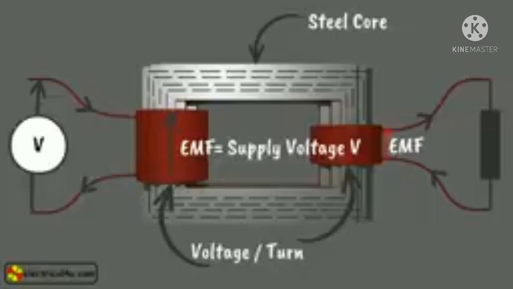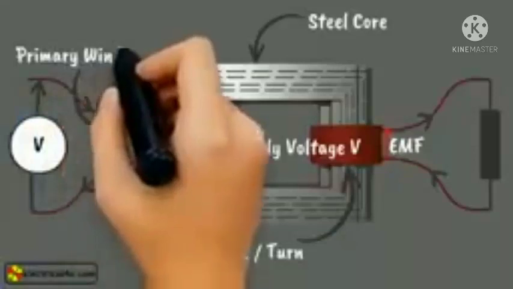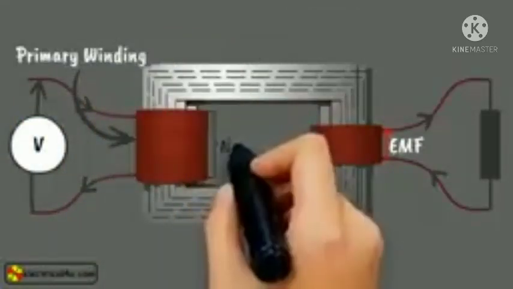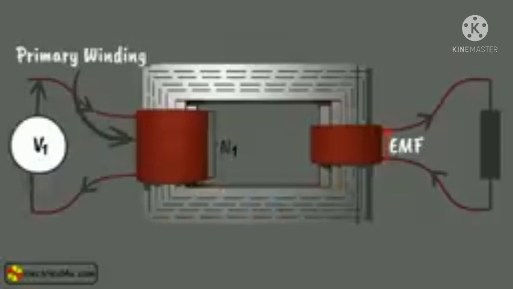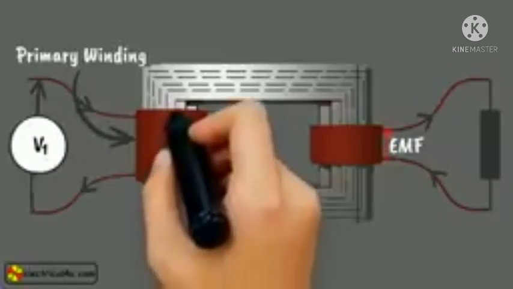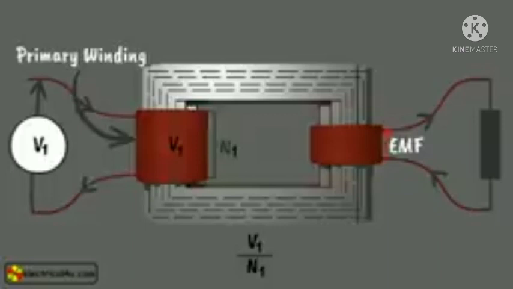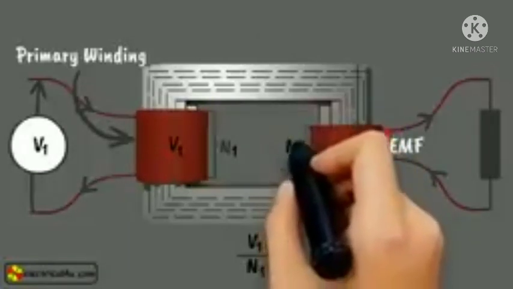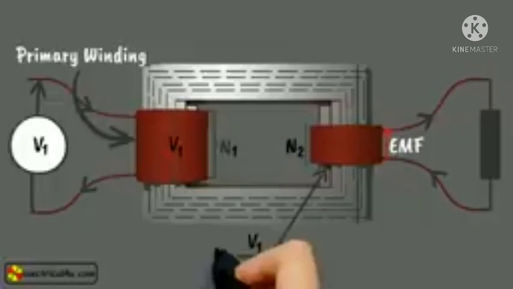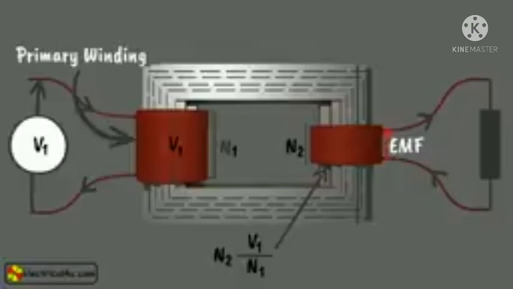As this first winding is connected with the supply, it is referred to as the primary winding. Now, if this primary winding has N1 number of turns and the supply voltage or induced voltage across the primary winding is V1, then voltage per turn in the primary winding is V1 by N1. So far, we have understood that exactly this V1 by N1 voltage will appear across each turn of the second winding. So if this second winding has N2 number of turns, then total voltage across the second winding is N2 into V1 by N1, and let us say this is V2.